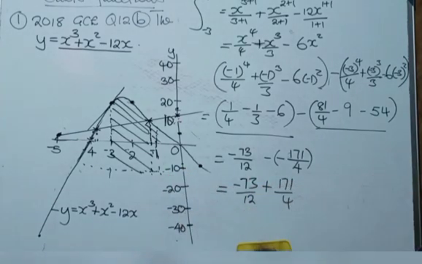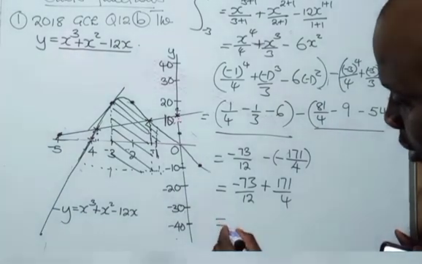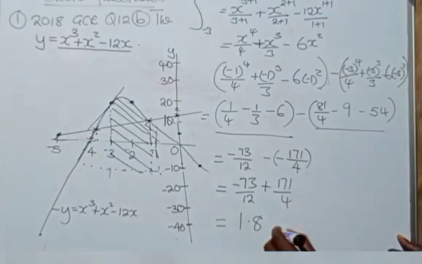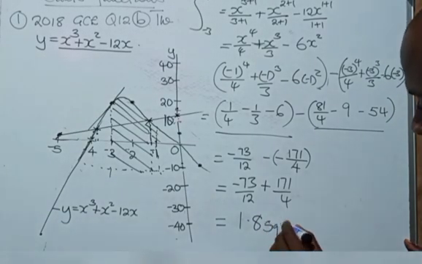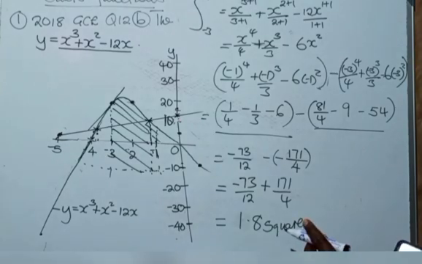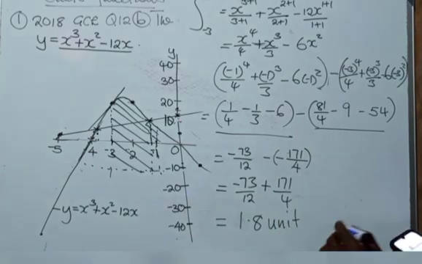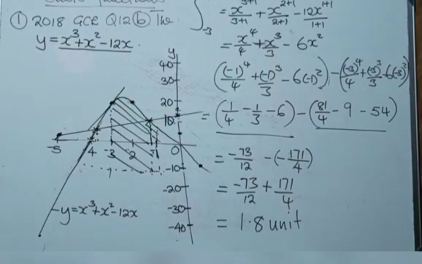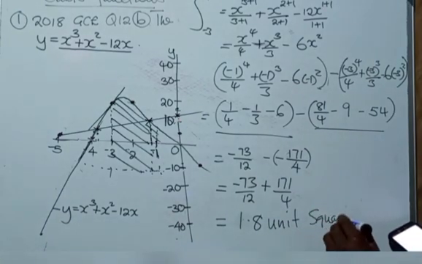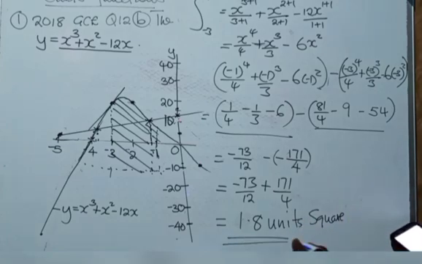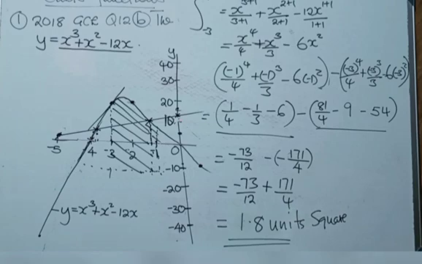Let us now find the answer of that. The answer we are getting is 1.8 units squared. That is the answer we are getting for the area of this.